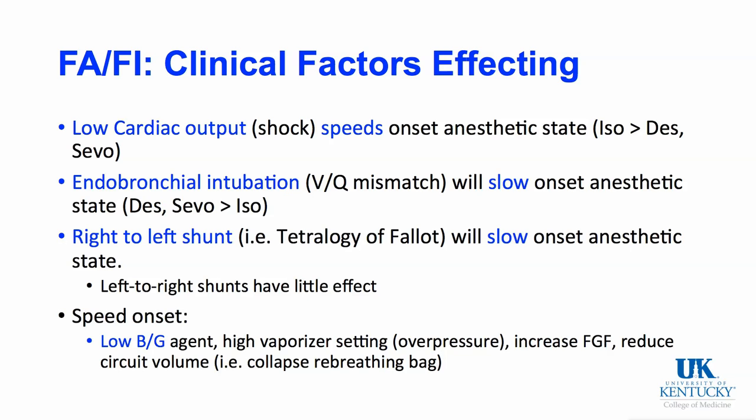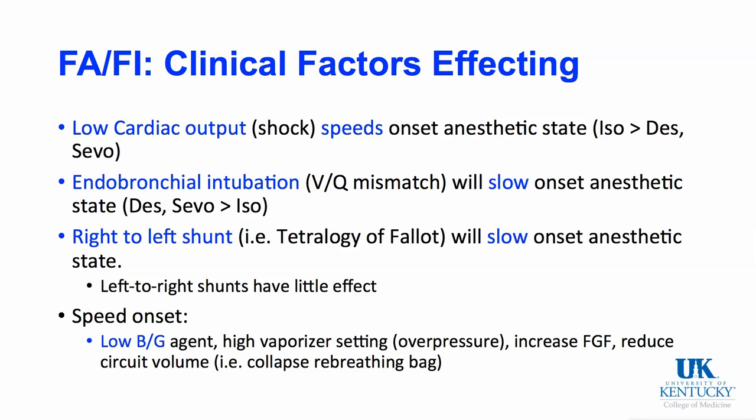When I say bad, I'm really referring to the blue ones, where the patient has right to left shunting, hypoxemia. Those slow the onset of the anesthetic state, while left to right shunts, an example being a simple VSD, will have little effect on the uptake and distribution of our volatile anesthetics. And Dr. Hess will be talking more about this in detail.